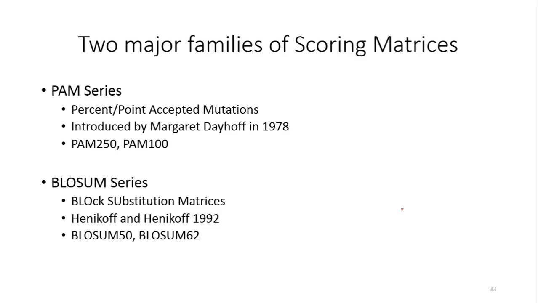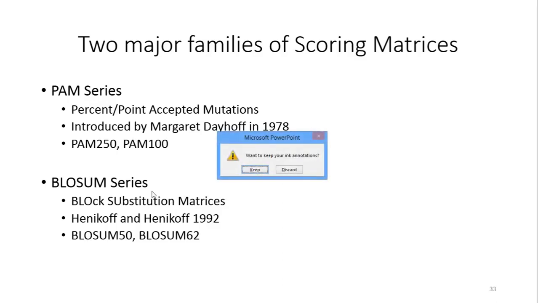These two scoring matrices are called the PAM series of scoring matrices and the BLOSUM series of scoring matrices. We will discuss these two scoring matrices in our next video.